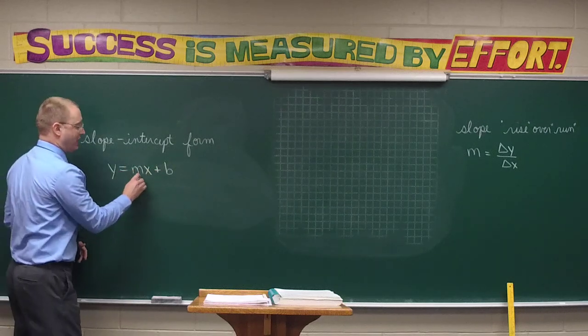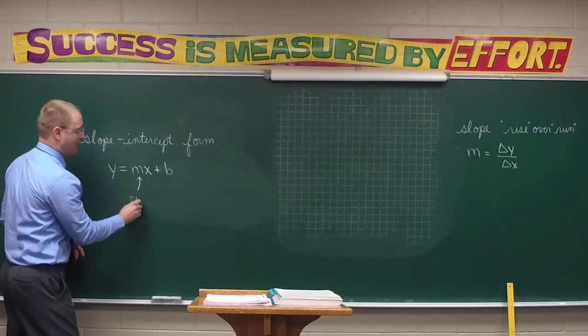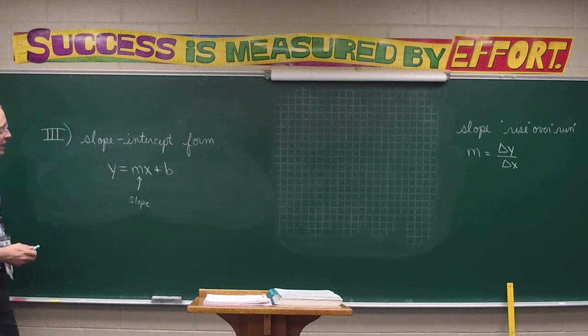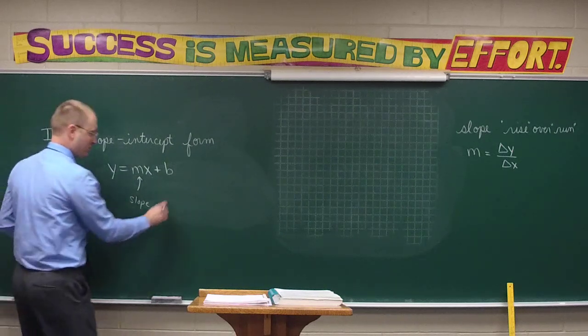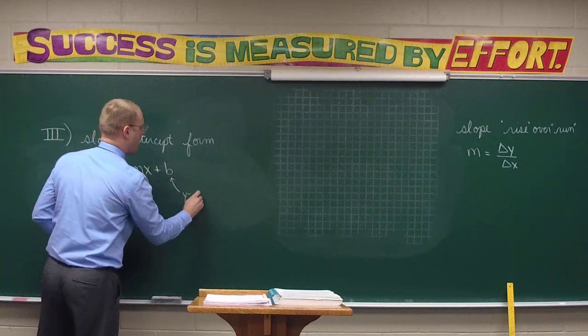M, of course, we already know what that means, class. Slope. And from the name, slope-intercept form. Anyone want to hazard a guess what the B means? Intercept. Specifically the y-intercept. Okay, so the B indicates the y-intercept.